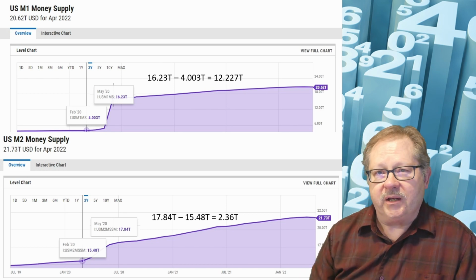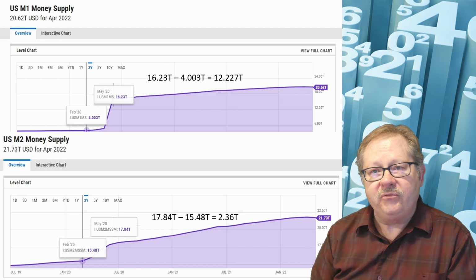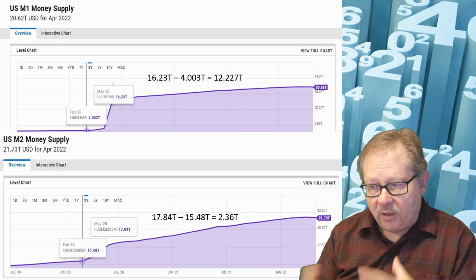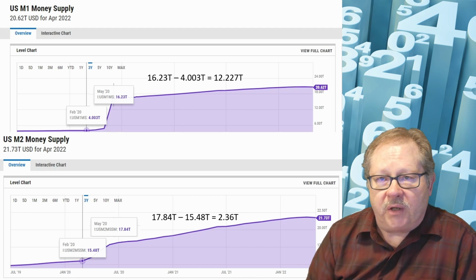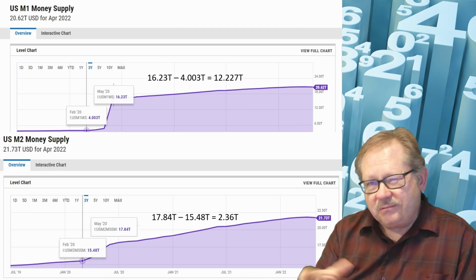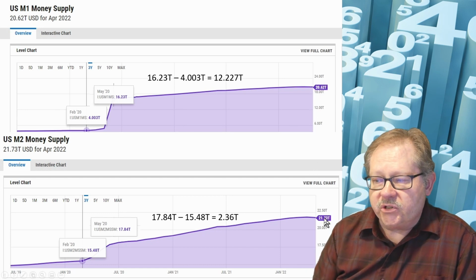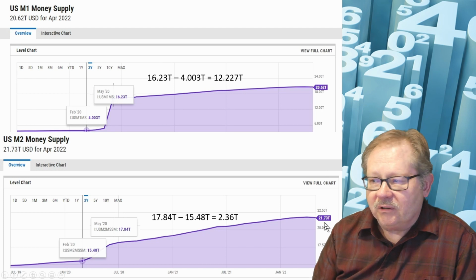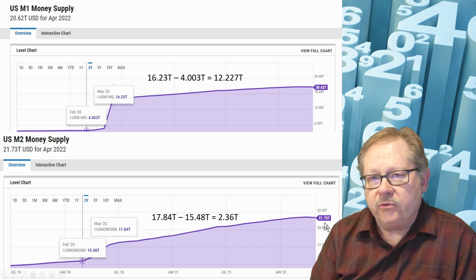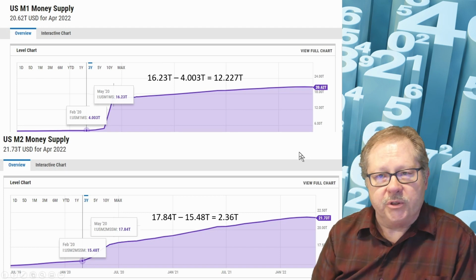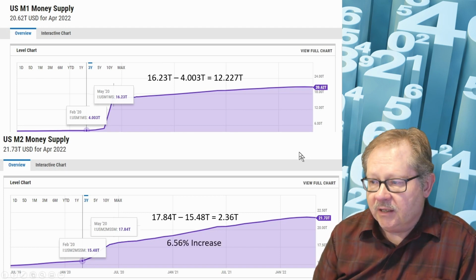So we're going to rely on the M2 figure from now on. We're not going to rely on M1 anymore, because M1 now is basically identical to M2, at least mostly. I mean, you see the numbers total out here. This is the current to-date total, and they're a little bit apart, a little bit more than 1 trillion apart. So we're going to tell our story going forward just with the M2 figure here.